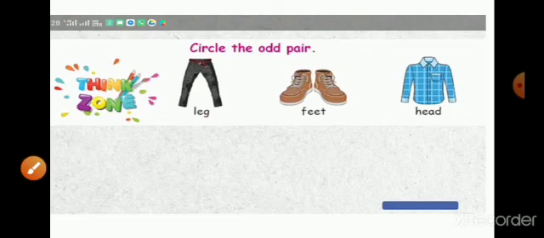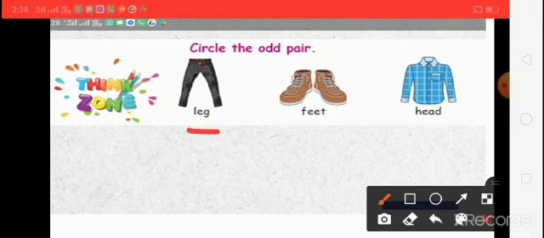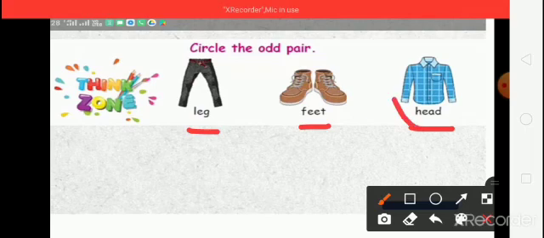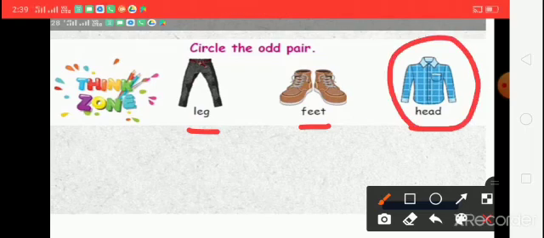Circle the odd pair. First, what is the picture? Pant. Pant, we wear on legs. Next one, shoes. Shoes, we wear on feet. Next one, shirt. Shirt, we wear below the neck. Here what word is given? Head. So this is the odd one out.